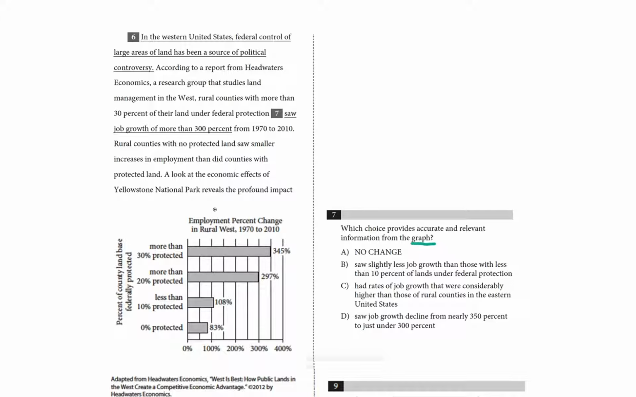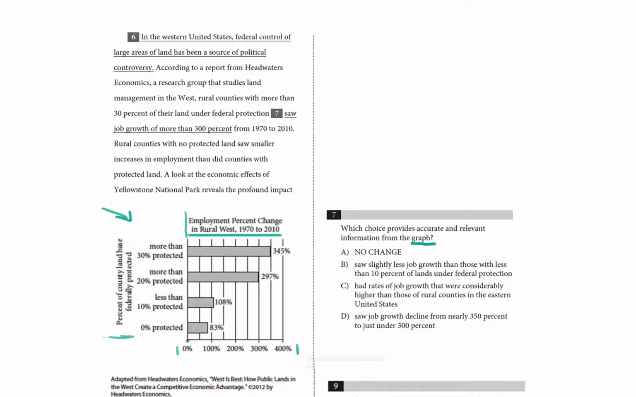So when the question asks you to interpret a graph, before you even look at the choices, look at the graph and determine what story the graph is trying to tell. So the title of the graph is Employment Percent Change in Rural West, 1970 to 2010. Let's look at the x-axis, which is the percent employment change. Let's look at the y-axis, which is percent of county land base federally protected.